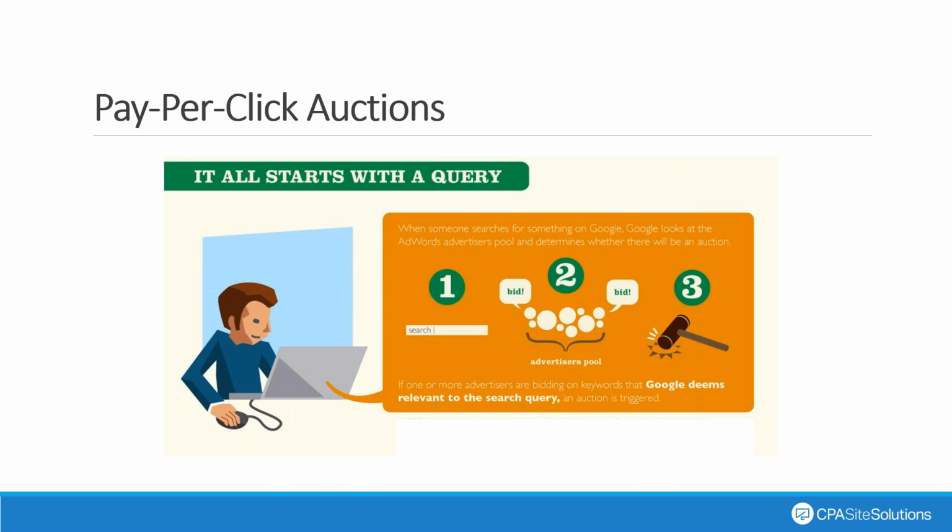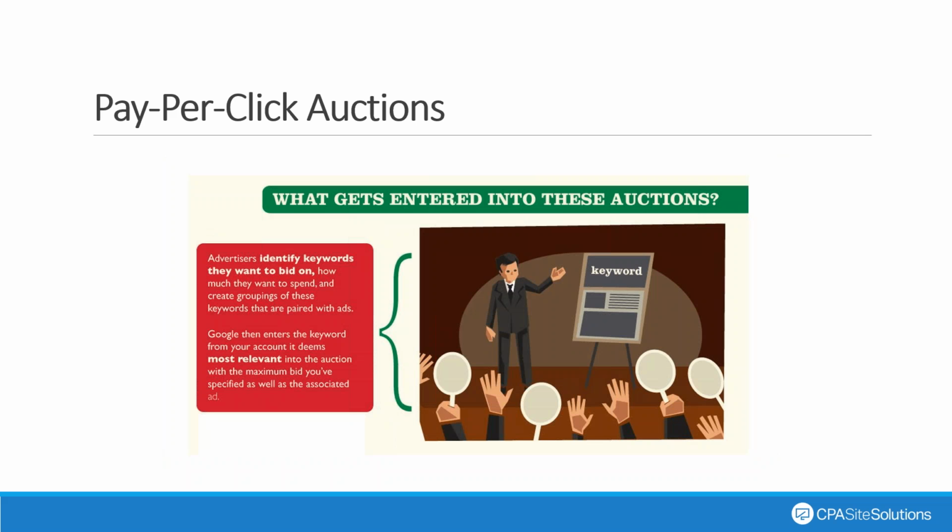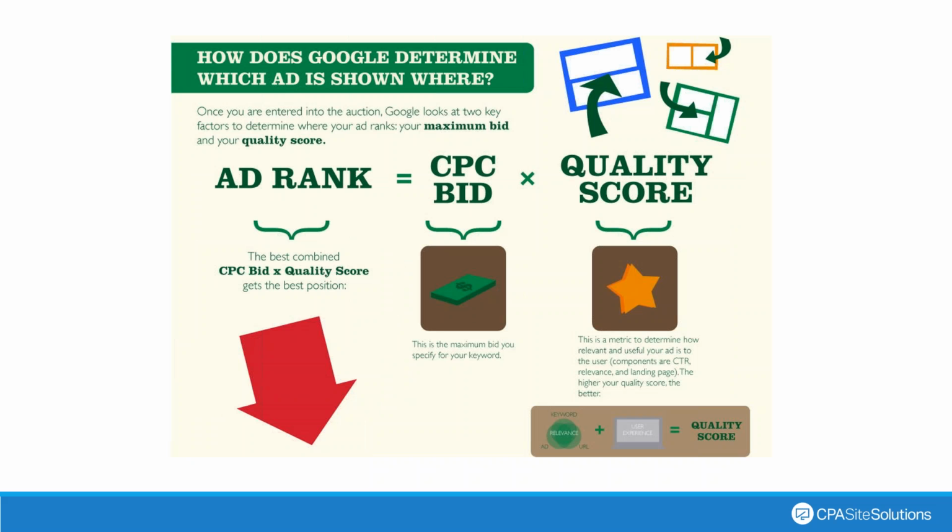So Google looks at all of the advertisers in the pool and determines, first of all, is there going to be an auction, and two, which keywords are being bid on. You as an advertiser identify which keywords you want to bid on, and then Google enters the keyword from your account that it deems to be most relevant to the auction with the maximum bid that you've specified. I'm going to show you this in a little bit. But remember, that third company, I typed in income tax preparation, and they looked into Scripps Wealth Management's advertising section and realized that they had income tax preparation as a valuable keyword, and so they were entered into the auction.